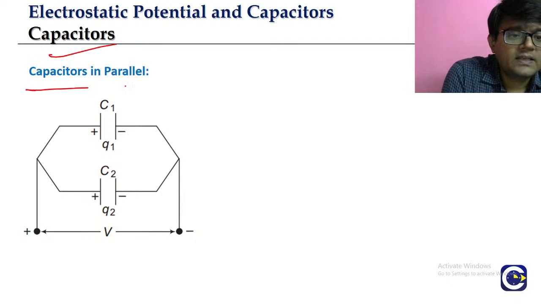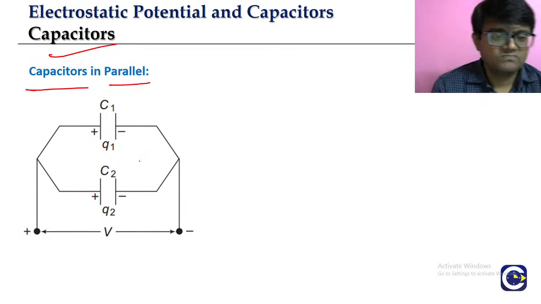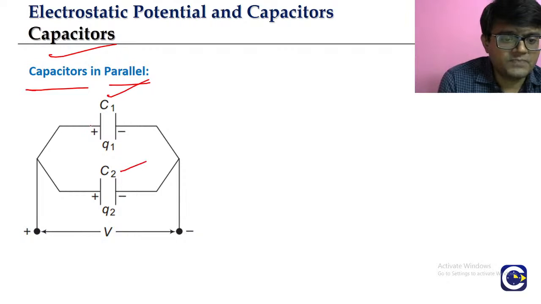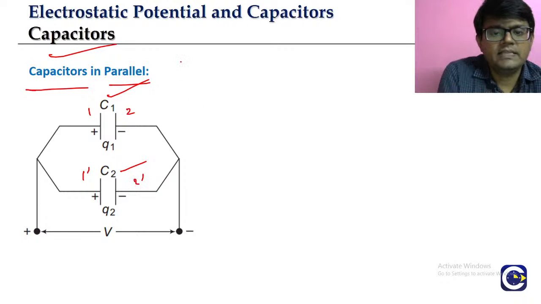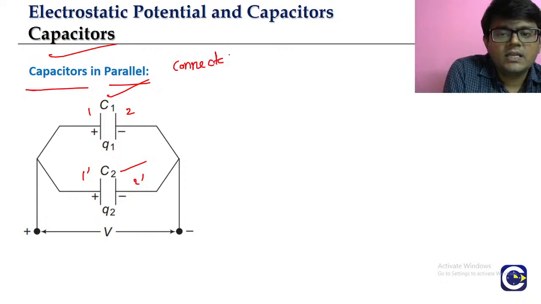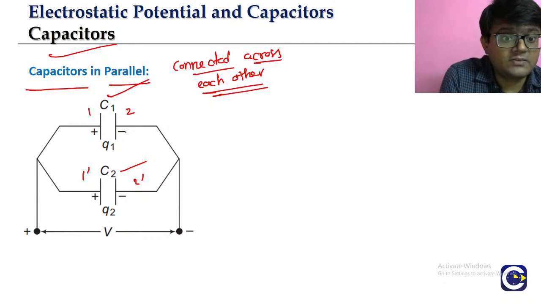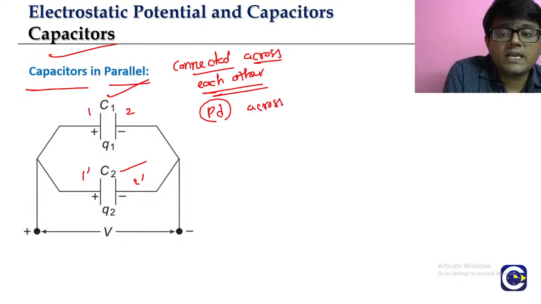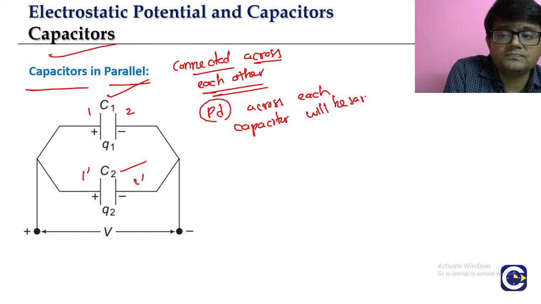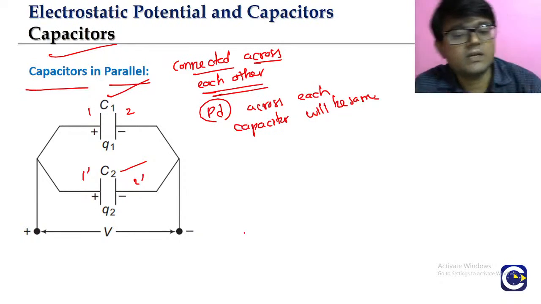Other than that, capacitors which are kept in parallel. Think about capacitor 1 and capacitor 2. Terminal 1, terminal 1 dash, 2 and 2 dash. They are connected across each other. Okay? If we connect like this, what are we saying? The potential difference across each capacitor will be the same. Okay, wow. The potential difference across each capacitor will be what?